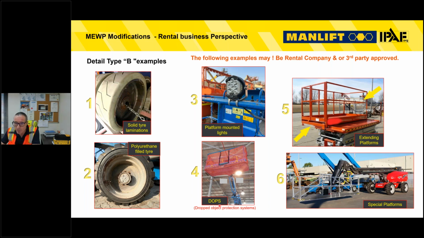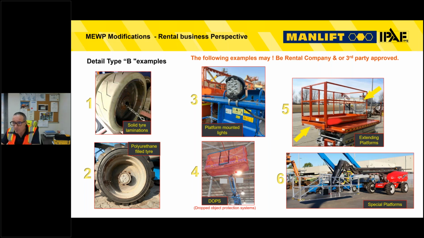Number 4, here again, we have the dropped object protection system. So you know now that we have to consider, is that MEWP still approved at 12.5 meters per second if we add that, or is it not? Do we have to derate the MEWP as a result? And also maybe we've got some snag hazards underneath the basket here that can get caught on a structure.